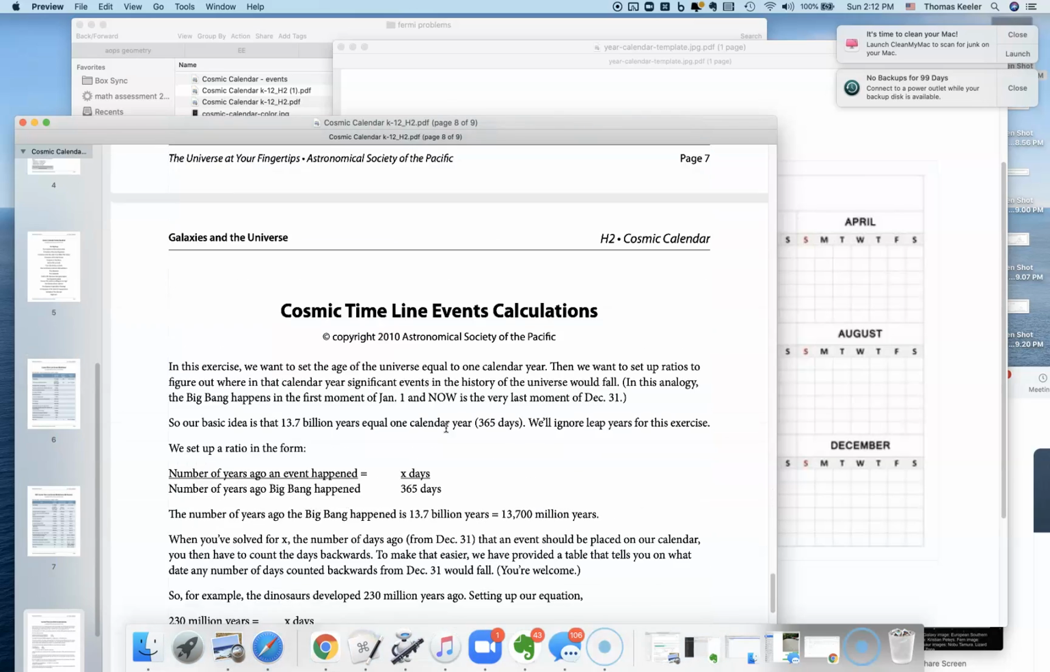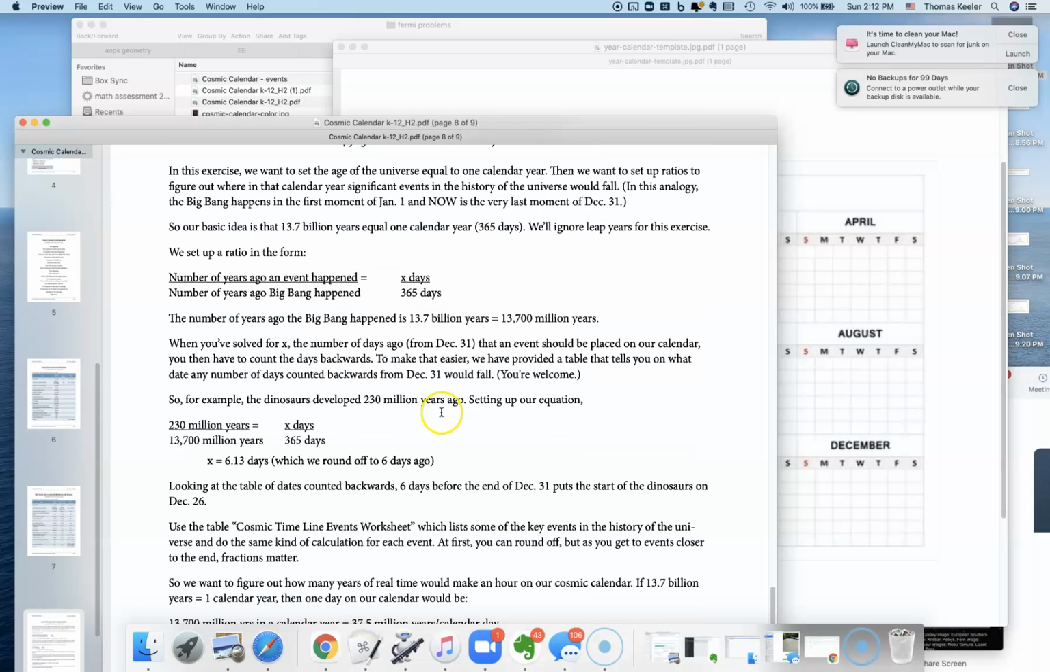And to do that, what you do is you say, number of years ago something happened, divided by number of years ago the Big Bang went. So you can create a ratio, okay? And so if we're going to say Big Bang 13.7 billion years ago, you can create a ratio.